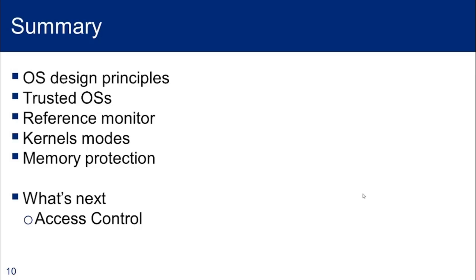The key ideas that we have discussed are: a reference monitor should be complete, continuous, verifiable, and tamper-proof. An OS needs at least two modes, a user mode and a kernel mode that protects the OS and OS tables, and memory protection must be independent of the virtual memory schema. In the next submodule, we will discuss access control mechanisms in some detail.